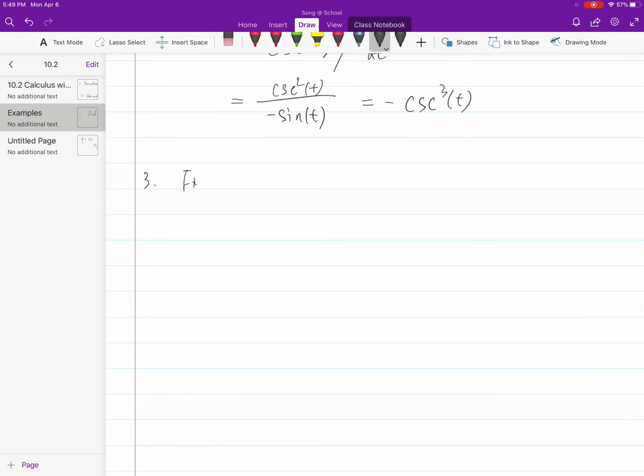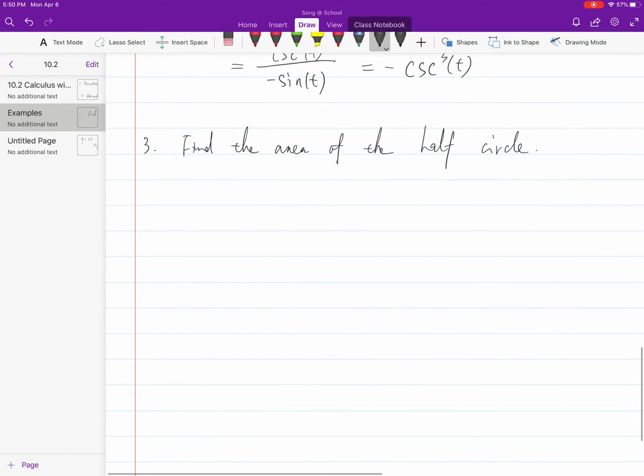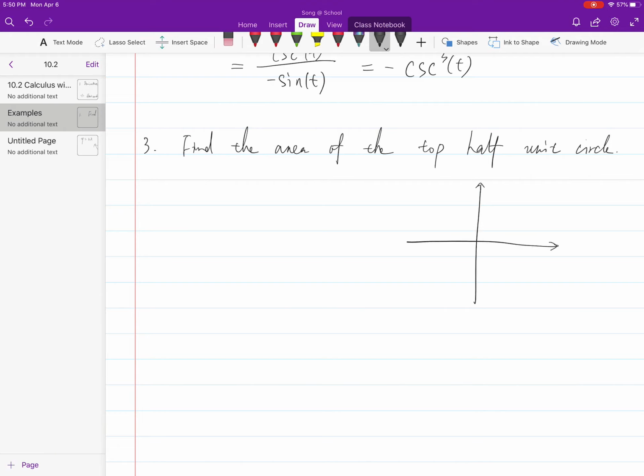Let's try first an easy example with respect to the circle. So we want something we know. Find the area of the half circle. To make things simpler, okay? Half unit circle. Top half unit circle. Which is this. Now remember, we all know how to do this.